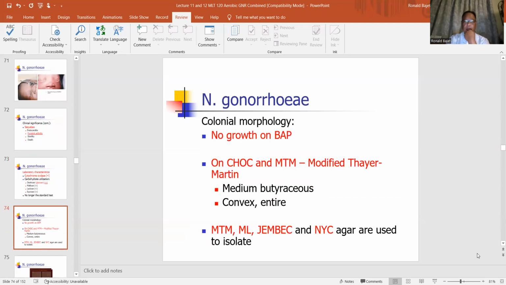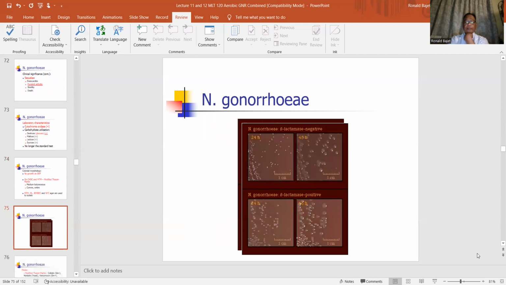Neisseria gonorrhoeae will not grow on blood, like I said. It loves chocolate, specifically modified Thayer-Martin (MTM) agar. Below are the different types of Neisseria gonorrhoeae agar that you can use: modified Thayer-Martin, Martin-Lewis agar, Gembec, which is a special identification system, and New York City agar. So these media are selective for Neisseria gonorrhoeae.